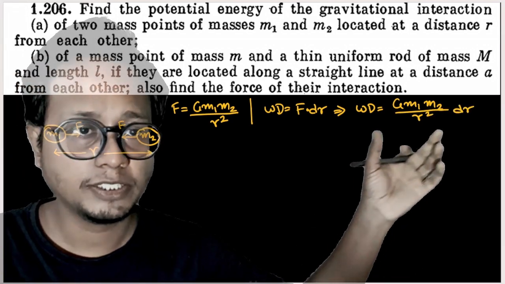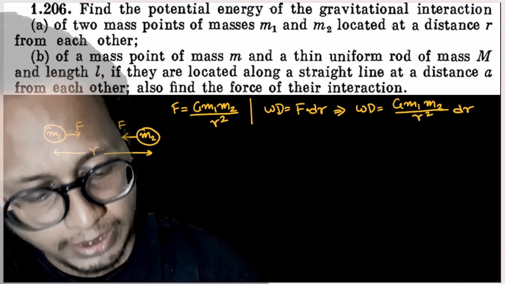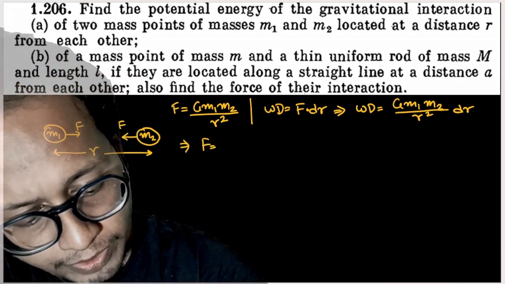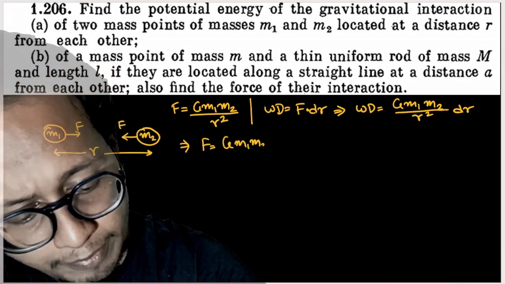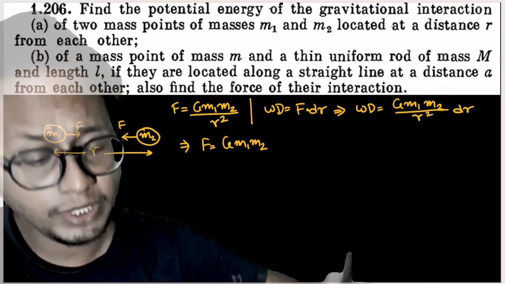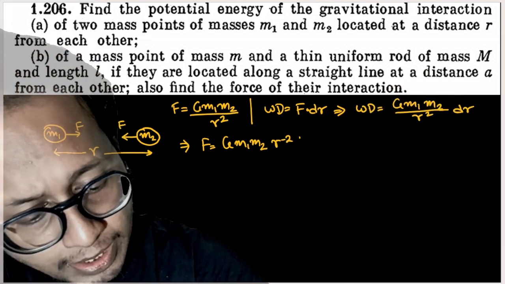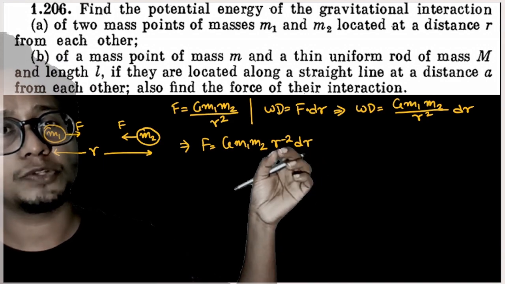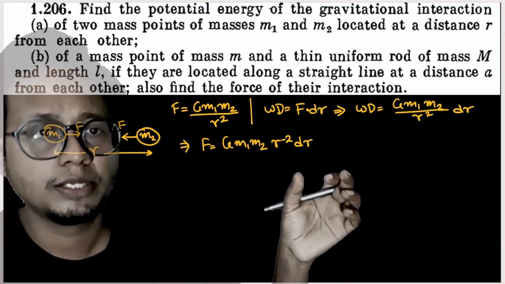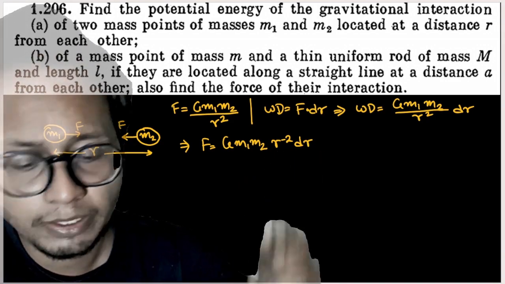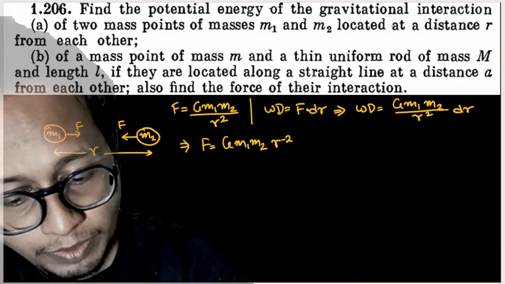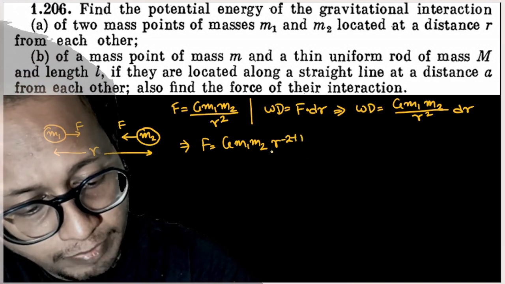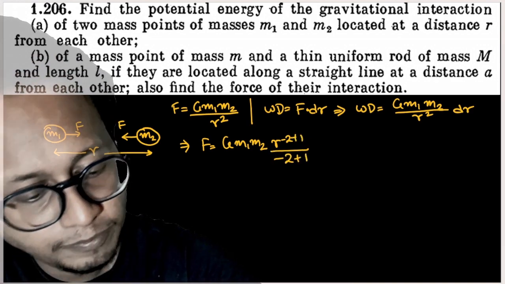So when I integrate this, G m1 m2 is constant. This 1 by r square can be written as r to the power minus 2, dr. Now when I integrate r to the power minus 2 dr, what do I get? r to the power minus 2 plus 1 divided by minus 2 plus 1.